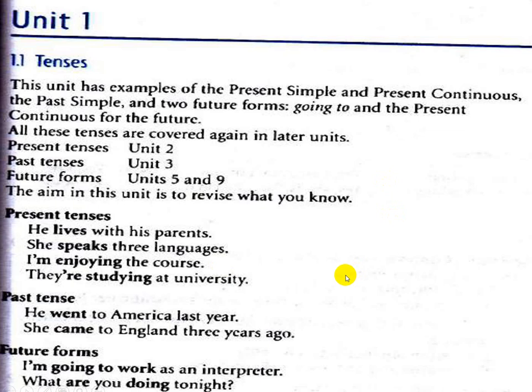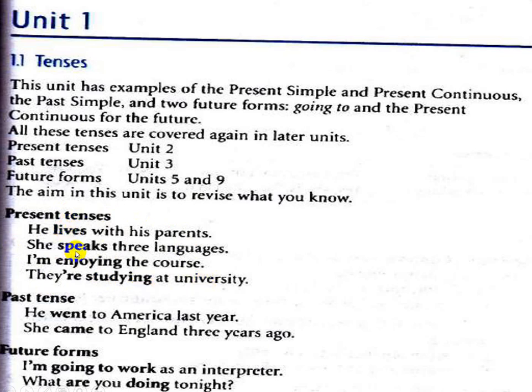So here is the grammar reference of Unit 1. Tenses. This unit has examples of the present simple and present continuous, the past simple and two future forms, going to, and the present continuous for the future. Present tenses. He lives with his parents. She speaks 3 languages. I'm enjoying the course. They are studying at university.